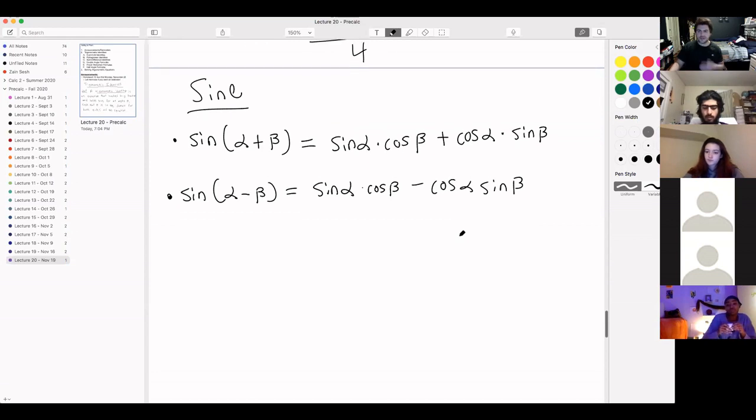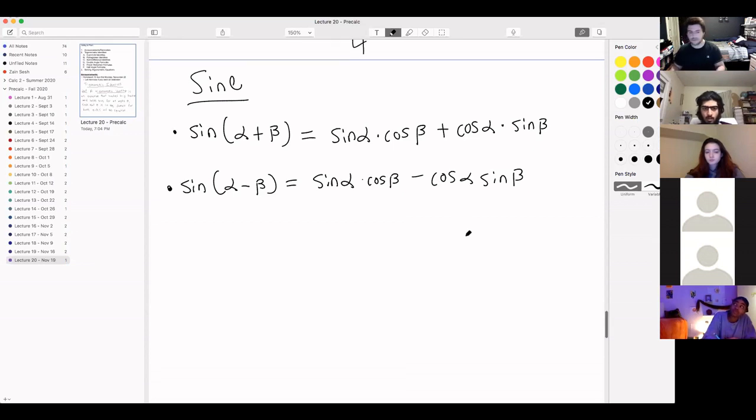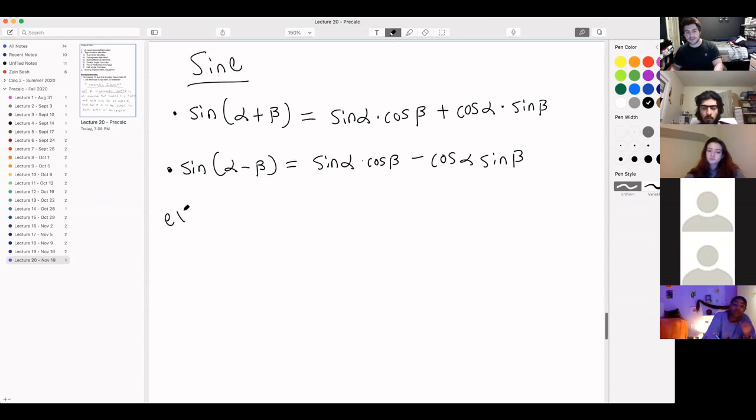Okay, you can see that these look very similar to the cosine ones, but they are different. All right, so just make sure you look very carefully at which one you need when you're doing these types of questions. All right, so here's an application. Again, we're going to evaluate a trig function at an unknown value. So evaluate sine of pi over 12.